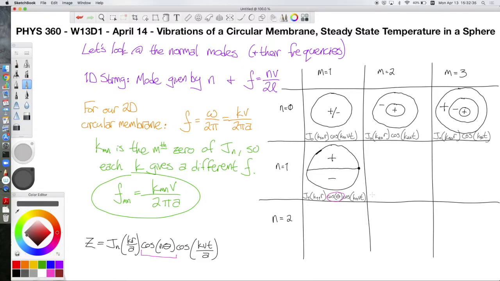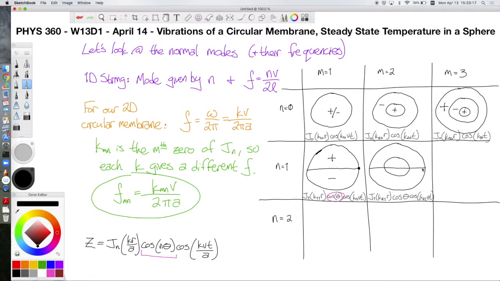To continue this process along, n equals 1, m equals 2 gives us still j sub 1, but this time of k 21 times r, still with the cosine theta and still with the cosine of kvt. So this circular membrane that we could look at, k sub 21 is the second zero of the first order Bessel function, so the first zero must happen somewhere between the center and the edge at r equals a. But we still have this cosine of theta term, which still creates a nodal line here.